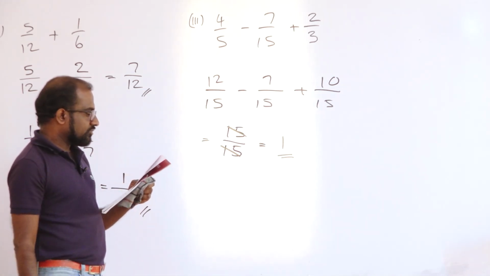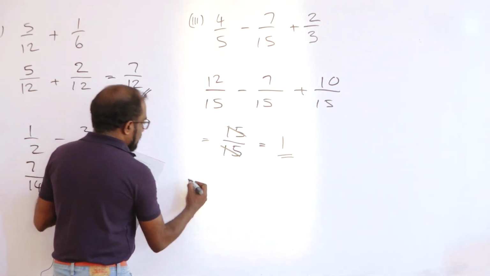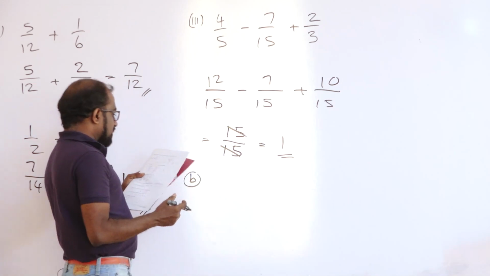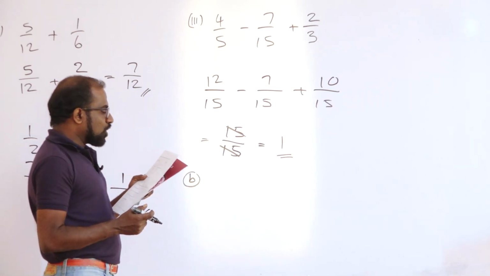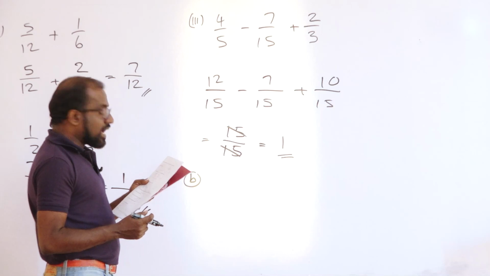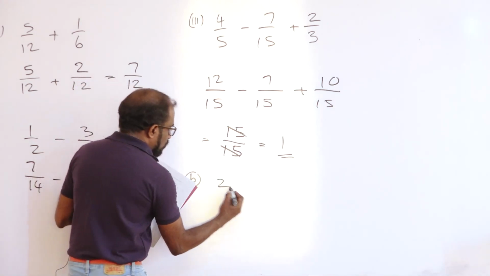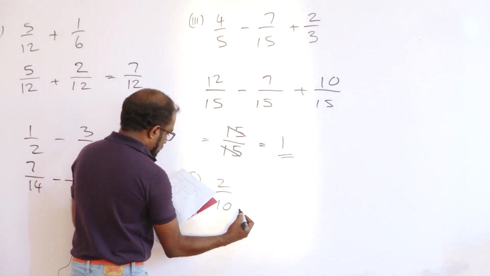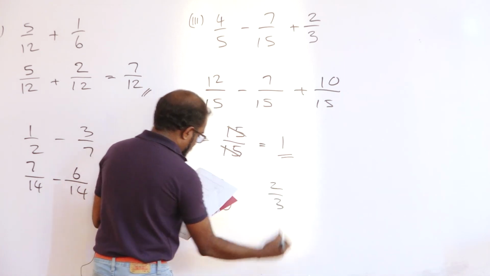Right. Next one. Part B. First question, part B. Select the smallest fraction from the following pair of fractions and circle it. 2 over 10, 2 over 3.